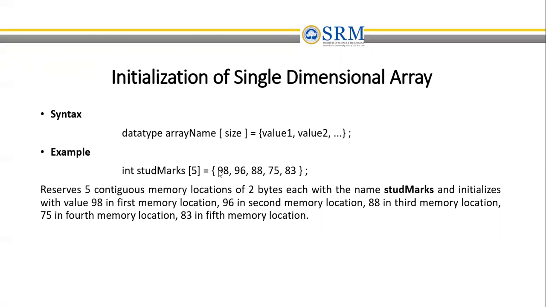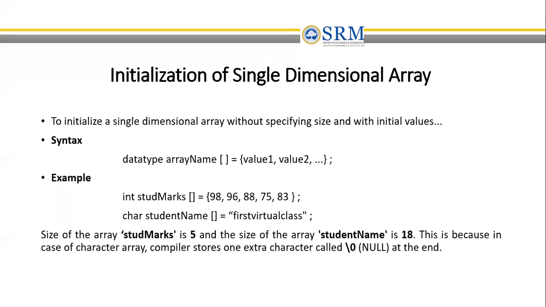I have given the inputs 98, 96, 88, 75, and 83. So 98 will be in the first memory location, 96 in the second, 88 in the third, 75 in the fourth, and 83 in the fifth. Indexing starts with the zeroth location, then first, second, third, and fourth. This is the initialization. Now the same thing you can also give without specifying the size.